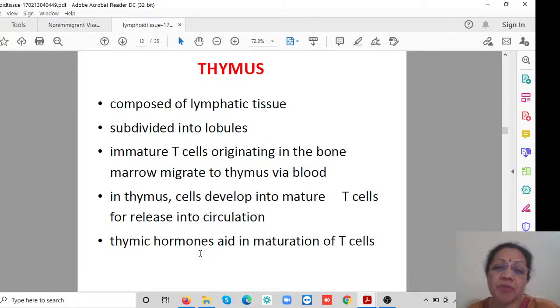And there they develop into what we call mature T cells, T for thymus. From there they are released into circulation. Also, there are other molecules in the thymus called thymic hormones, which help this maturation.